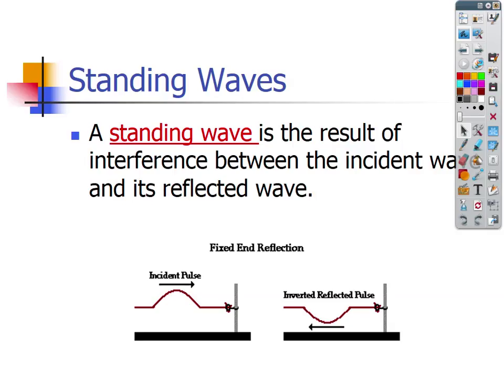But the idea of a standing wave, the official definition, is it's the result of interference between an incident and reflected wave. So the incident wave comes in, you can see it's at a fixed point. That's going to reflect back inverted. When they interact, you're going to have destructive interference.